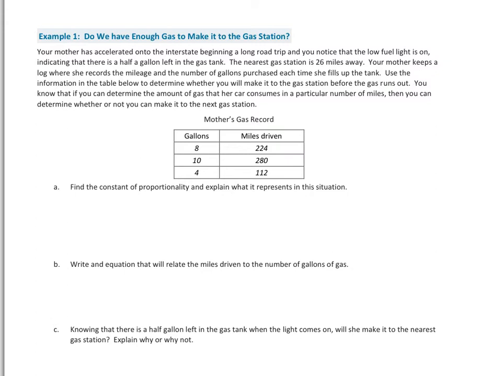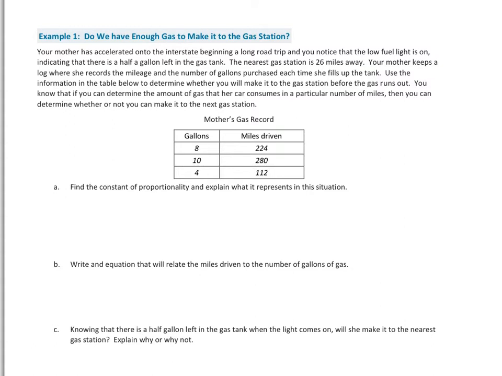You know that if you can determine the amount of gas that her car consumes in a particular number of miles, which is called our fuel economy, or MPGs, then you can determine whether or not you can make it to the next gas station. So here's the record. You have gallons: 8 gallons, 10 gallons, 4 gallons; miles driven: 224 miles, 280 miles, and 112 miles respectively.